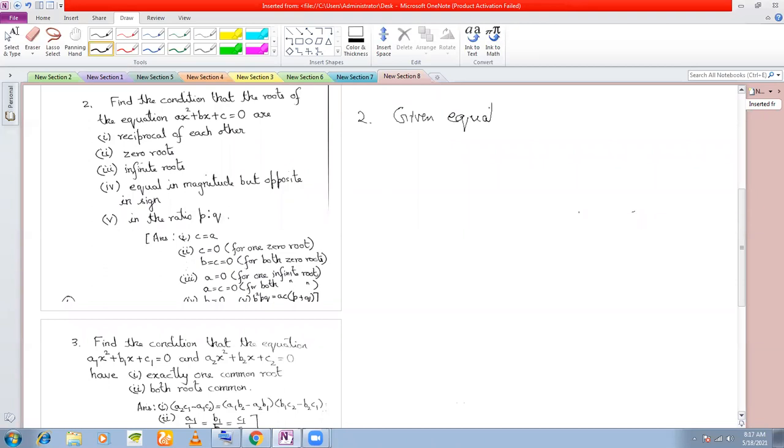So for the next problem, the given equation is x square plus bx plus c is equal to 0. Call this 1. First, here the roots are reciprocal of each other. What do you mean by reciprocal of each other? One root is half, the other is 2. One root is 3, the other is 1/3. Okay, that means one root is 3, the other root is 1 by 3.